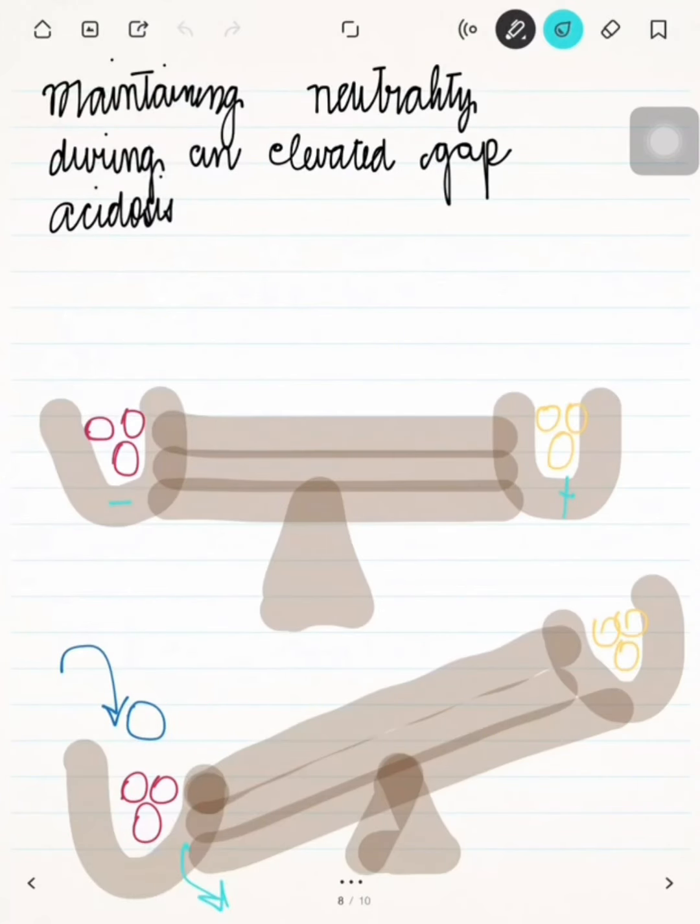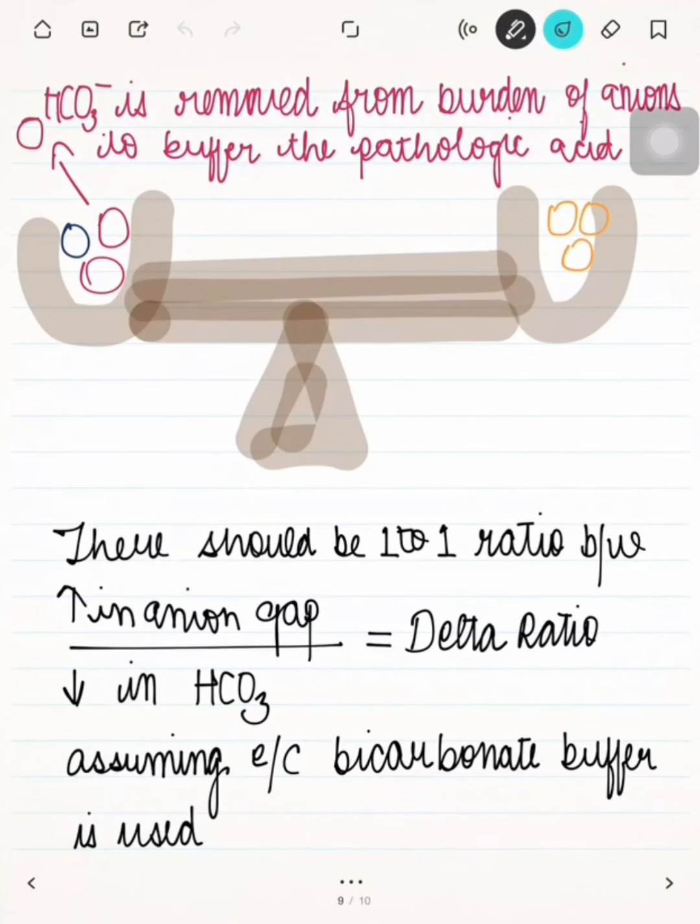Now, maintaining neutrality during an elevated anion gap. This is elevated anion gap when a pathologic acid has entered our body, like lactic acid. So lactate is contributing to the anion gap, which is balanced by bicarbonate, which buffers the acid. We see the burden of negative charge is removed by bicarbonate, which buffers the H plus ion and becomes H2CO3, and then CO2 will be removed through respiration.